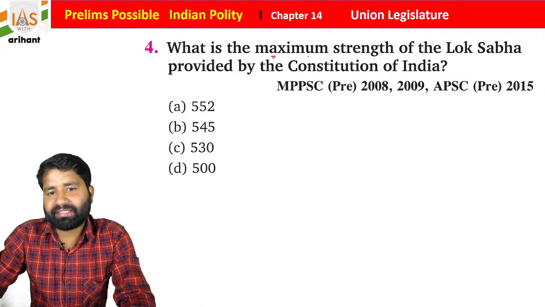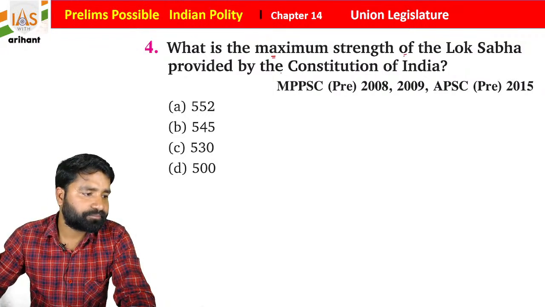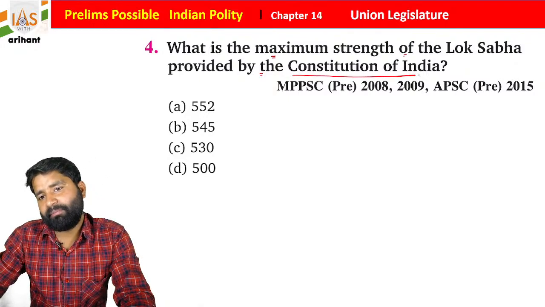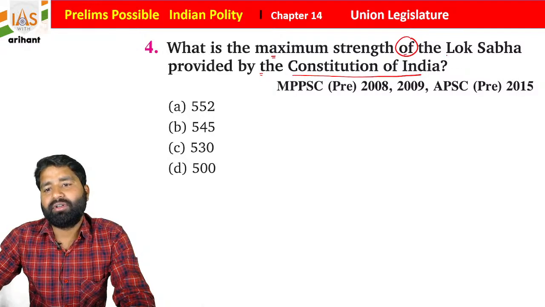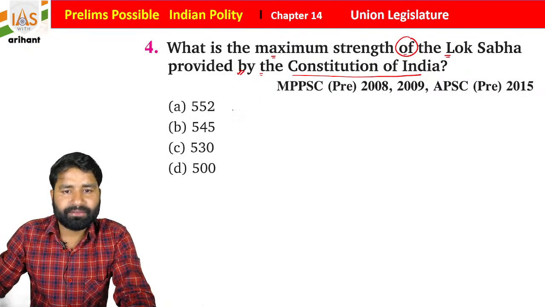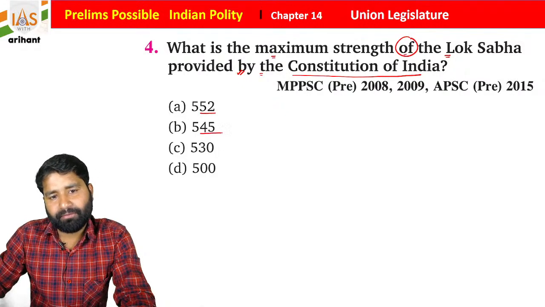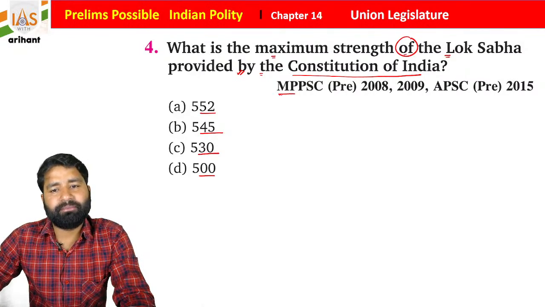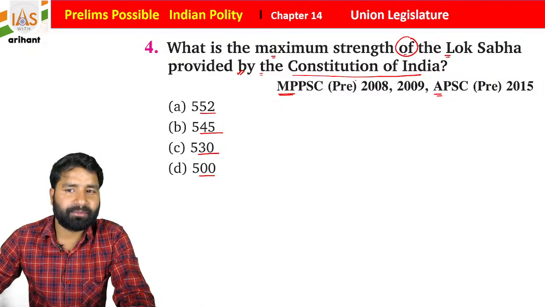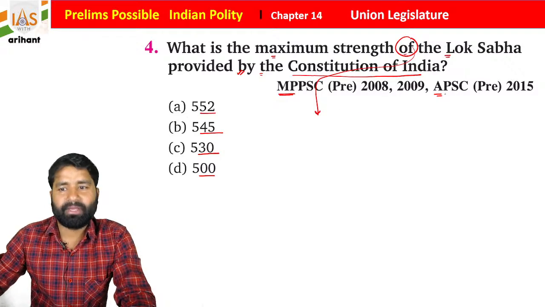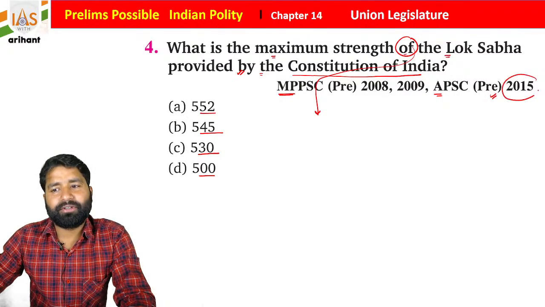What is the maximum strength of Lok Sabha provided by the Constitution of India? Maximum strength of Lok Sabha provided by the Constitution of India. The options are 552, 545, 530 and 500. This question was in MPPSC, this question was in APSC, this question was in multiple examinations. So the strength of Lok Sabha according to the Constitution, so it is in 2015.